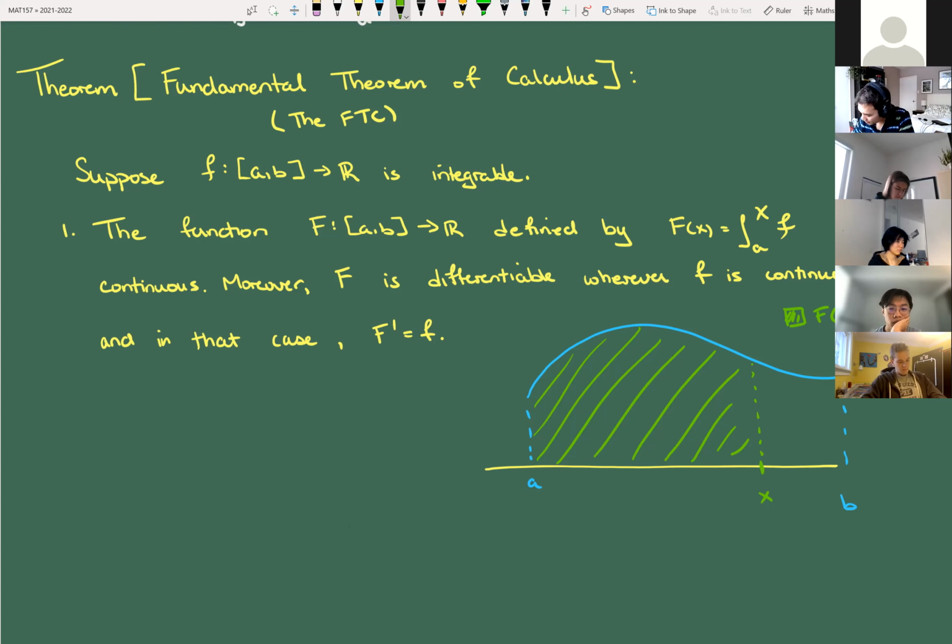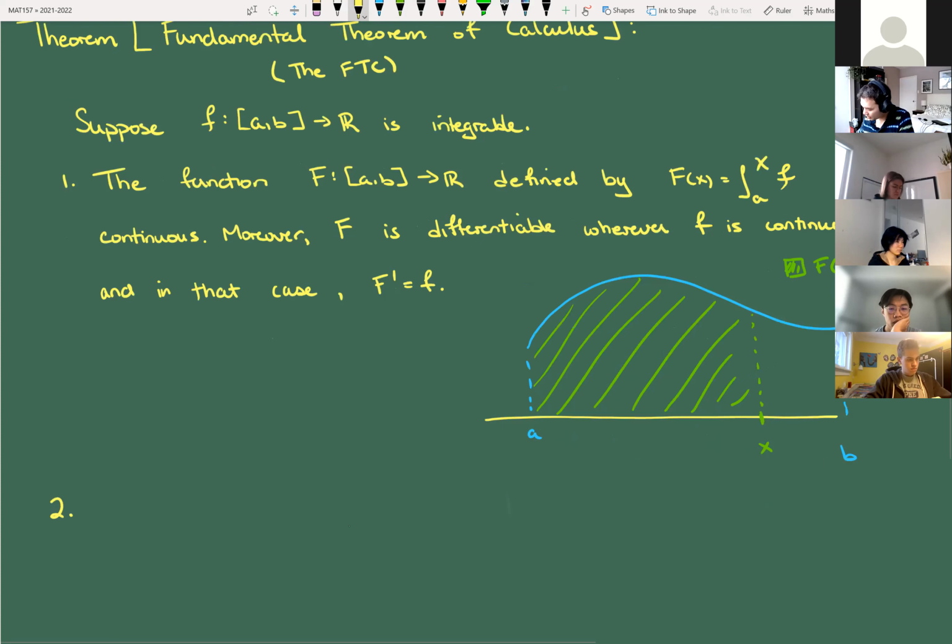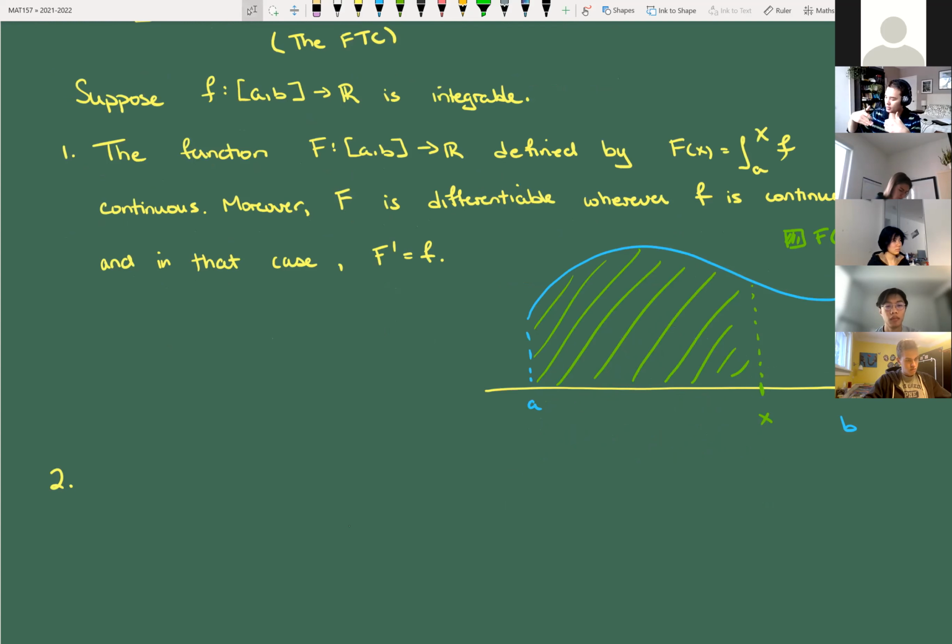So the statement for FTC2 is the flip side of this. FTC1 says if you start with a function and you compute this function capital F, that's an antiderivative. What FTC2 says is going to be the opposite. It's going to say, suppose that you know that you have an antiderivative, then you can actually compute the integral using an antiderivative.